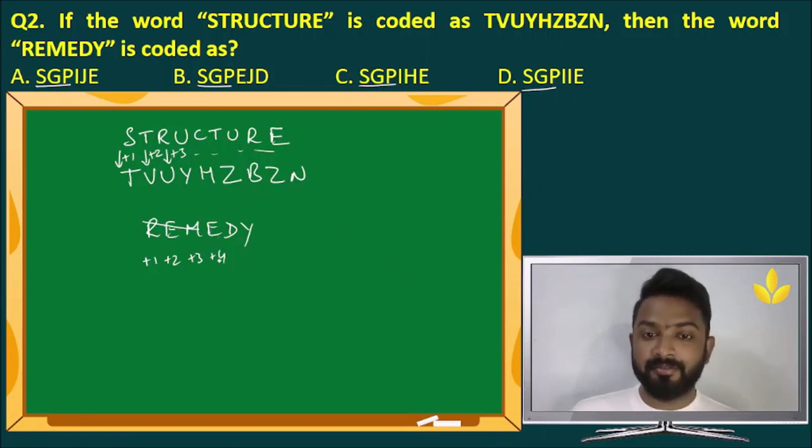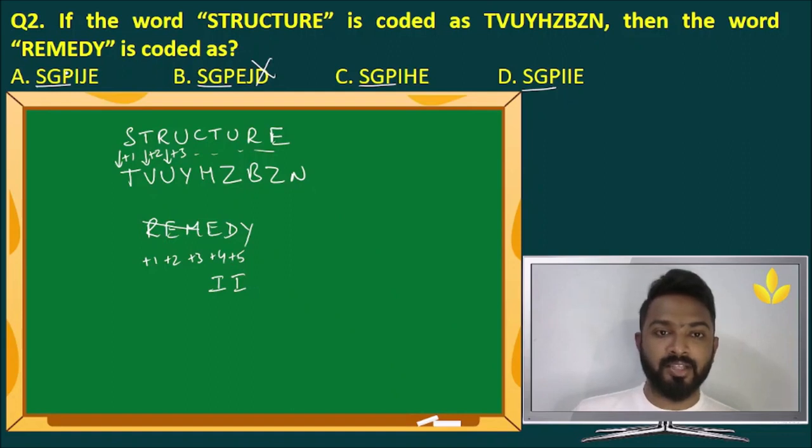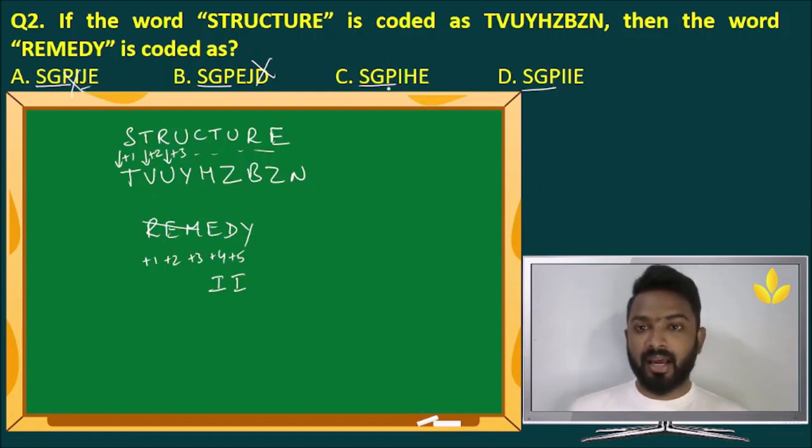E, F, G, H, I. This will have I. Okay, so B is 100% gone. Others have I. Then we have D plus 5. D plus 5 also is I. So A is gone because it has J, and C is also gone because it has H. Answer is D. So without caring about the first three letters or the last letter, we got the answer.